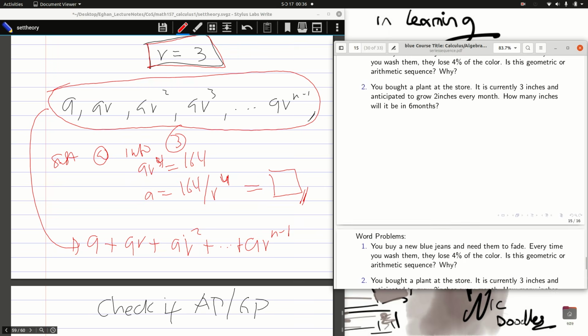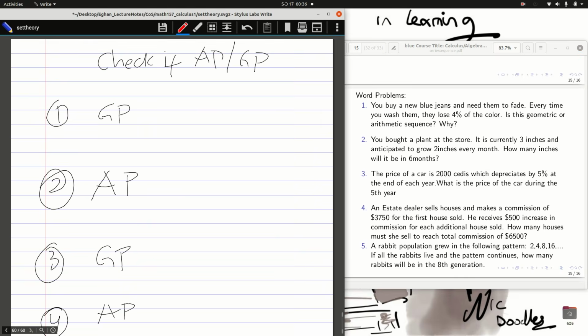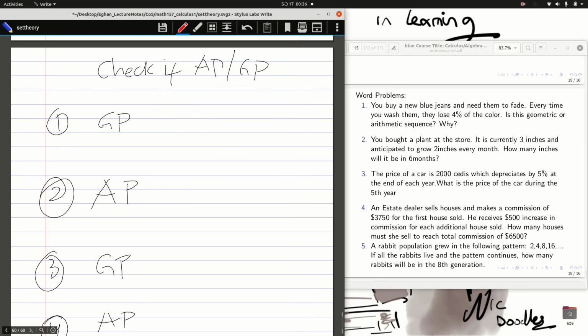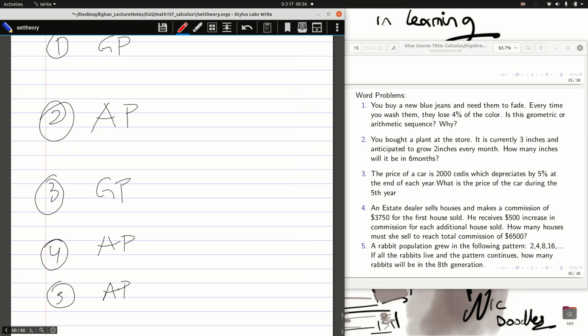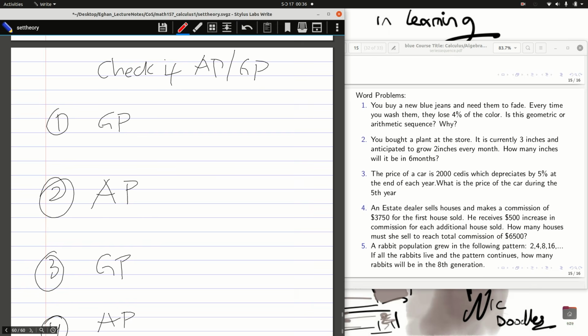Okay, now to the problem of the day. Today I have 5 problems. And what are we required to do? Pause the video and then see what you can do. For this, I want you to check whether the problems are arithmetic progressions or geometric progressions. Just read them. I've provided my answers. I think question 1 is geometric, question 2 is arithmetic, question 3 is geometric, question 4 is arithmetic, question 5 is arithmetic. Just read, and then if there's something to argue about, the comment section is for you.